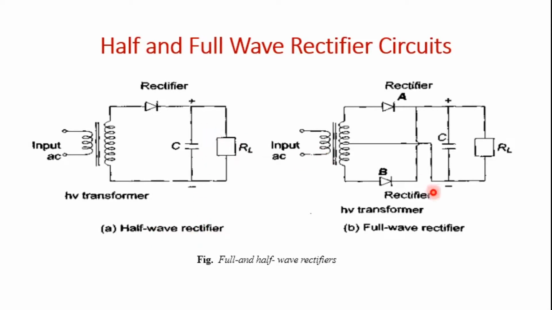Then coming to the full wave rectifier device. In the positive half cycle, rectifier A conducts and charges the capacitor C, while in the negative half cycle, rectifier B conducts and charges the capacitor. The source transformer requires a center tap secondary with a maximum value of 2V. For the application of high voltage of 50 kV and above, rectifier valves of special construction are used.